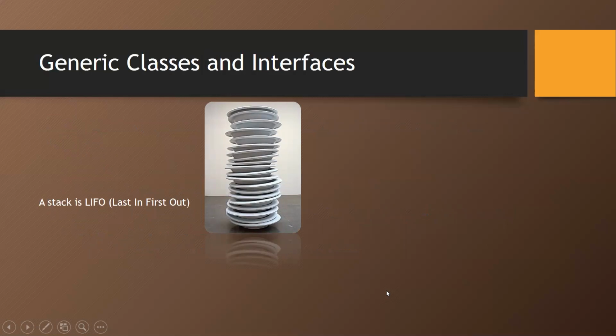Now, the first example we want to look at of some generic code has to do with a stack. We'll talk about those here in just a minute or maybe next time. But a stack is a data structure. And a stack is a data structure where the last thing in is the first thing out.